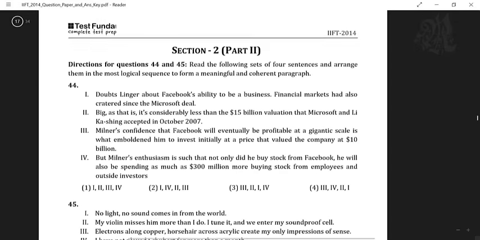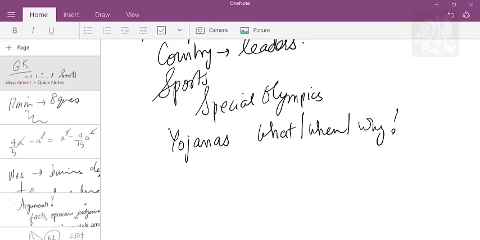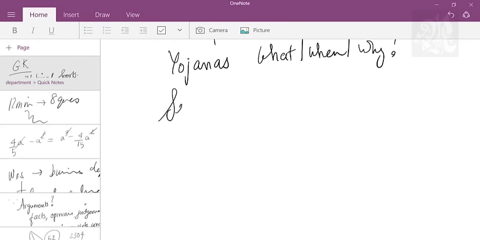Okay, that is section 1. So last year, this may change this year, section 1 is all about RC and grammar.